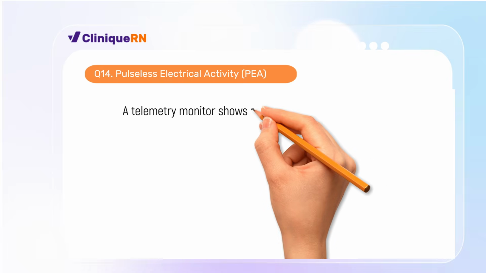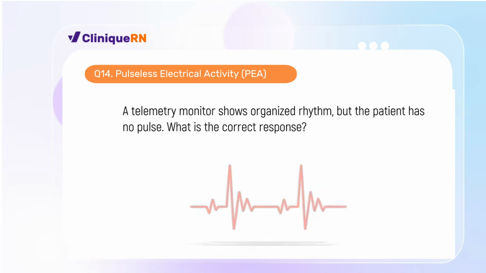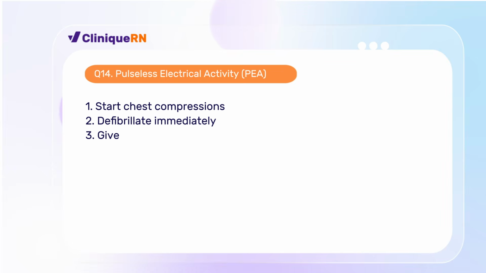Question 14. Pulseless electrical activity, PEA. A telemetry monitor shows organized rhythm, but the patient has no pulse. What is the correct response? 1. Start chest compressions. 2. Defibrillate immediately. 3. Give amiodarone. 4. Check another lead.